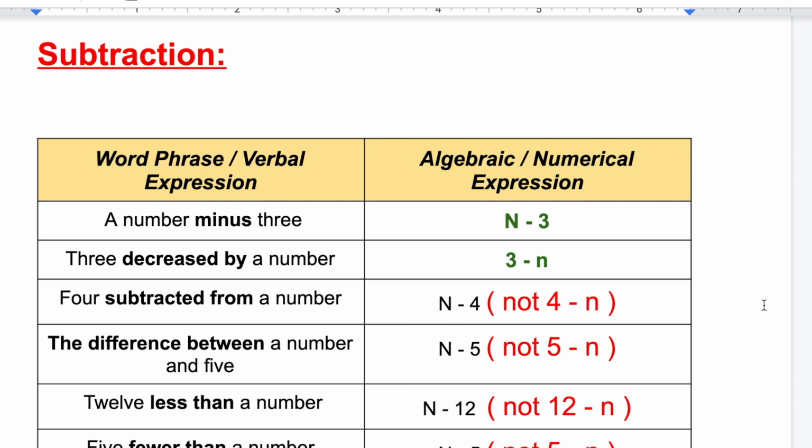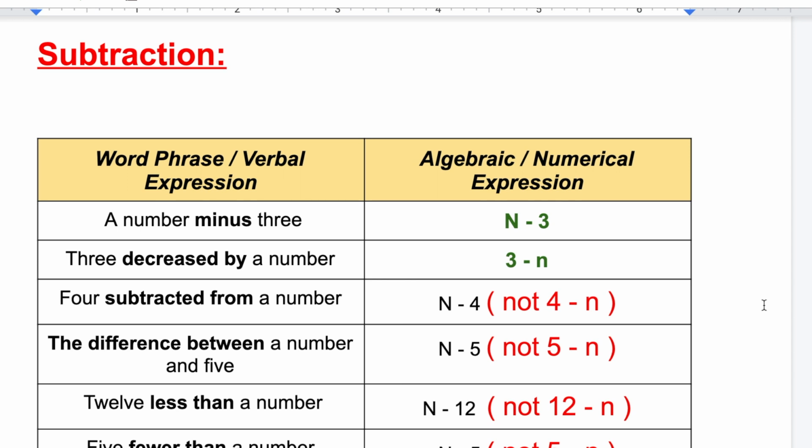3 decreased by a number. So we have the original number, which is 3, and we subtract a number from it. So 3 is the original number and we subtracted a number from it. So we took a number from it, so it will be less. So 3 minus n. Be careful, it's not n minus 3, because what we wrote first is 3. So 3 decreased by, leave it as it is. 3 should be written first.